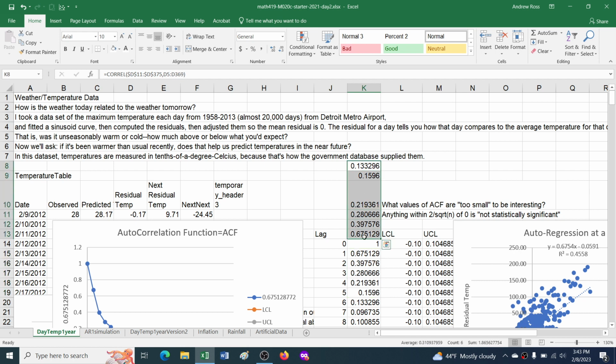Basically, if I can predict today from yesterday at a correlation of 0.67, then I can predict yesterday from today at a correlation of 0.67. Correlation is symmetric if you switch the two data sets you're talking about. So I'm going to erase what we had there because we don't really want to compute the autocorrelation at lag -1, -2, etc.